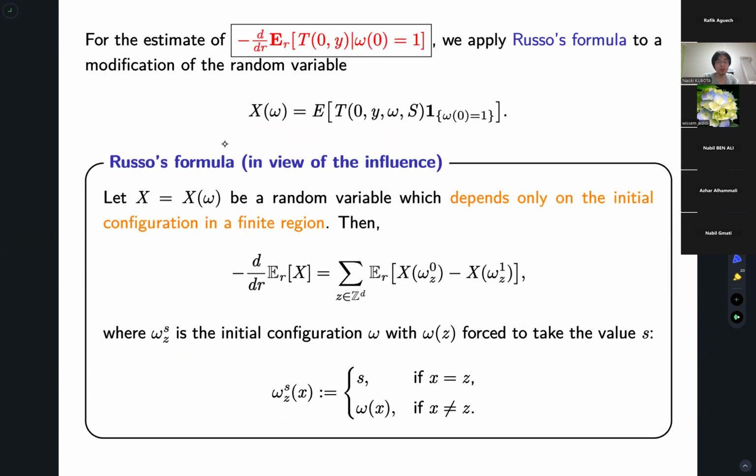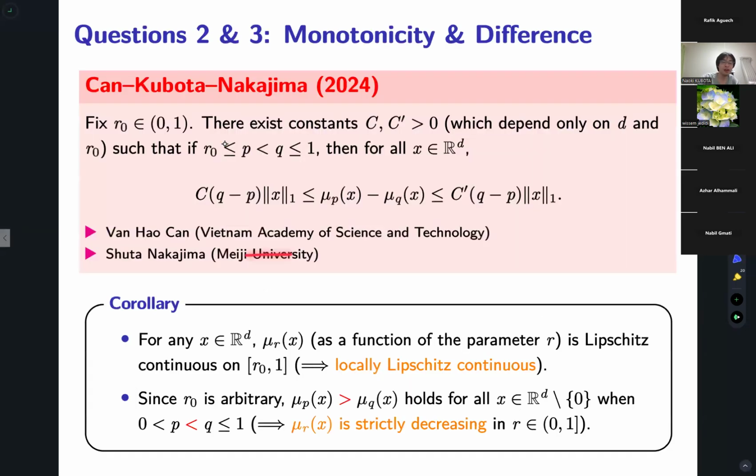Okay, to estimate this derivative, I use Russo's formula, which is a very famous formula in percolation models. To apply Russo's formula to our setting, it is needed to consider the Bernoulli initial configuration. So I think this result is a little bit difficult to extend to a more general setting.